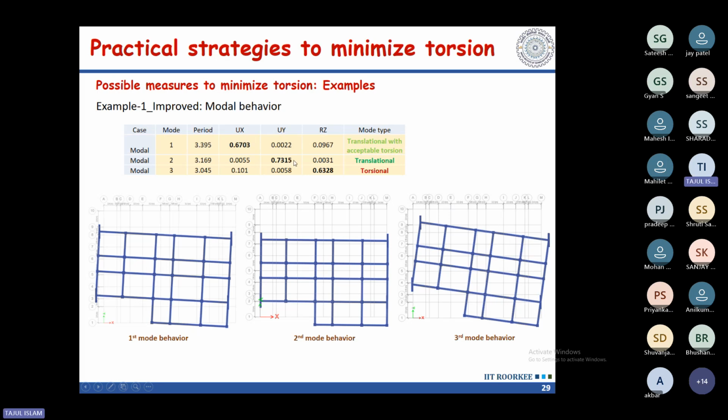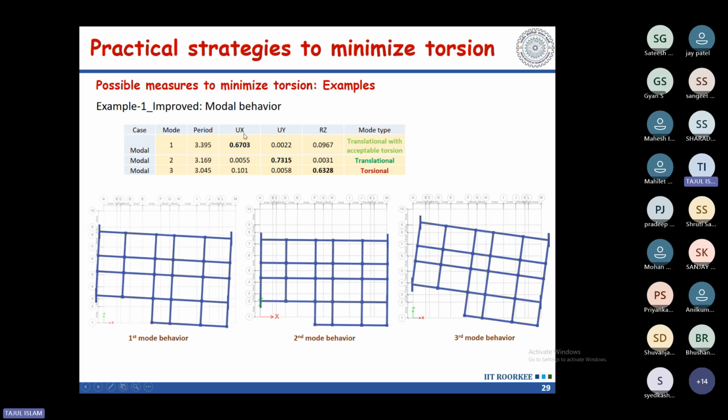Then in the Y direction, yes. Sir, you have written in the first mode that it is translation with acceptable torsion. What should be the limit up to which we can accept torsion? Sir, as we have learnt through our course, we must not allow torsion in the first and second modes. Here you are getting 9.6. Yes, I got your point.